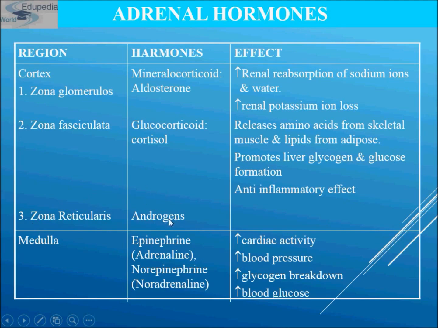Okay. Now comes medulla part of adrenal. It produces two types of hormones: epinephrine, which is also known as adrenaline, and norepinephrine, which is known as noradrenaline. What does adrenaline do? It increases cardiac activity. It increases blood pressure. And what does norepinephrine do? It increases glycogen breakdown, and it also increases blood glucose. Okay.